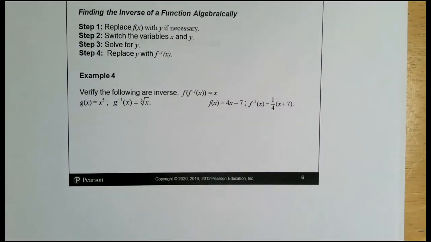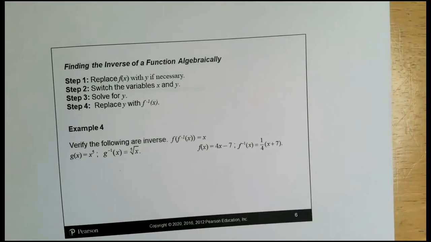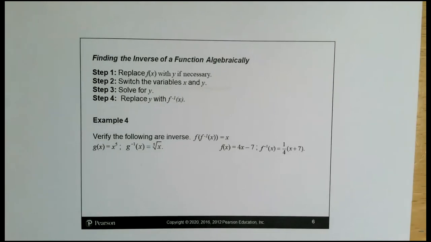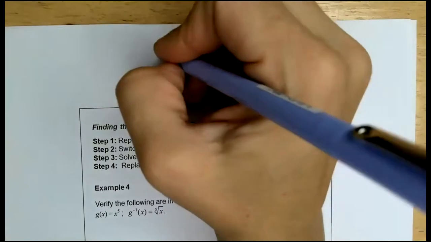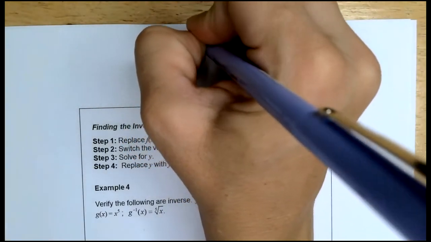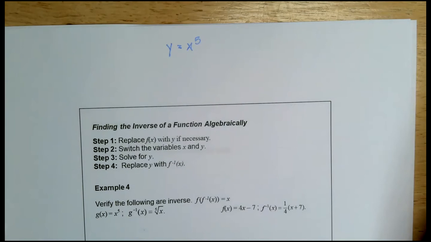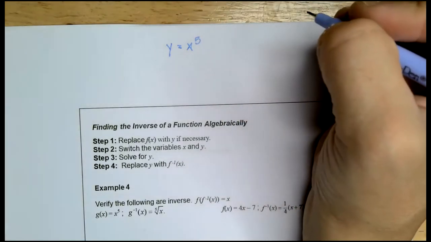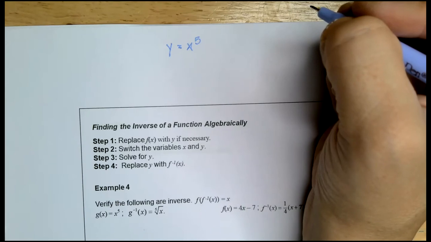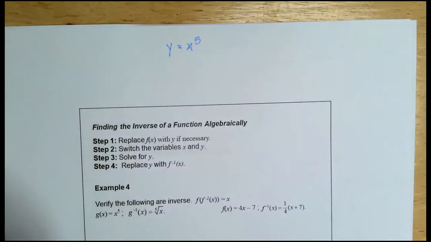What if you do not have the graph? What if all you have is algebra? Then we find the inverse of the function algebraically. So what undoes raising something to the 5th power? If I had y equals x to the 5th, what would undo raising something to the 5th power? It would be taking the 5th root of that quantity, right? So if I have that and I want to solve for x, I take the 5th root.